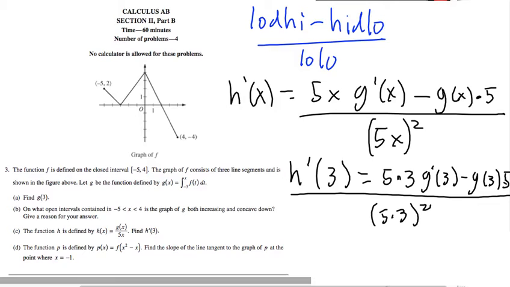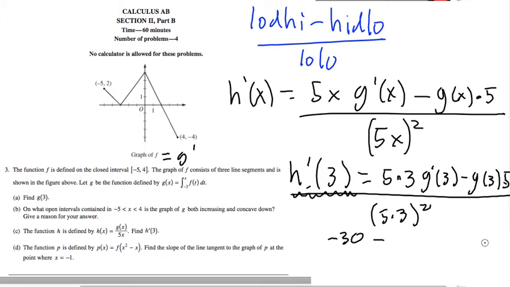Okay, let's get to work. Sorry about this little line right here. Obviously got a little overzealous with the size. 5 times 3 is 15. G prime of 3. This is where this is going to be so helpful. Hey, what's f of 3? F of 3 is negative 2. We already learned that earlier. So this is 5 times 3 times negative 2. This is negative 30.